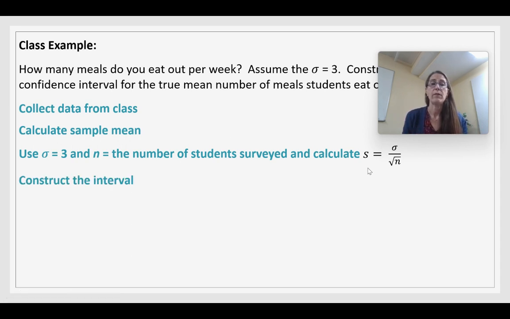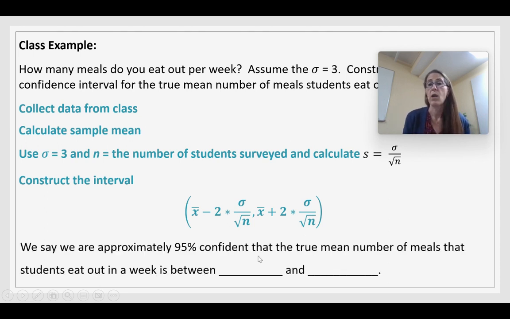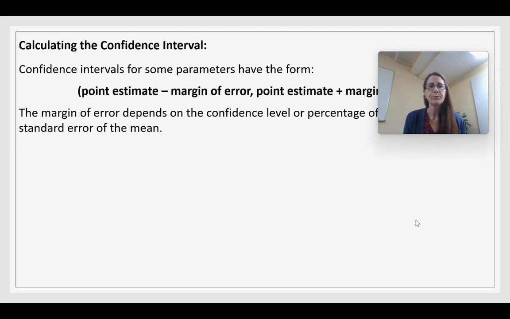If we wanted a 95% confidence interval, we would use 2 for 2 standard deviations away. We would take our sample mean and subtract 2 times our S, and then add 2 times our S to get the lower number and the upper number in our interval. And we would say that we are approximately 95% confident that the true mean number of meals that students eat out in a week is between those two values. We're going to see other examples with numbers.